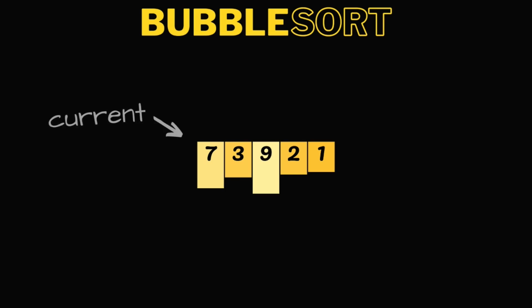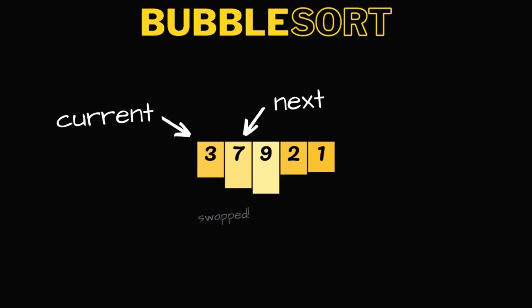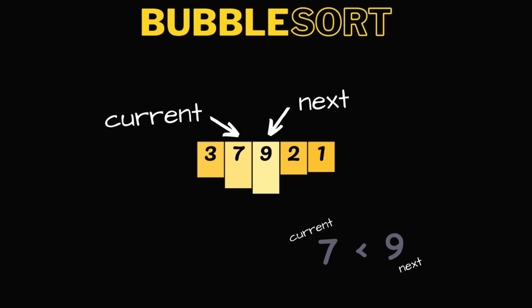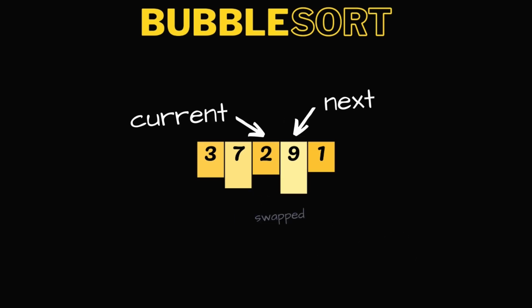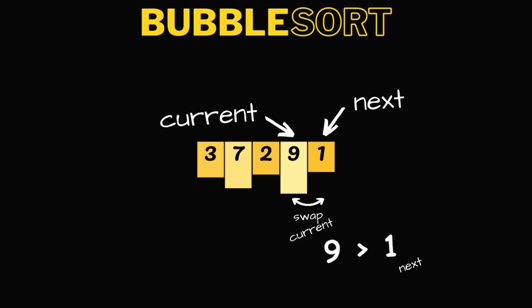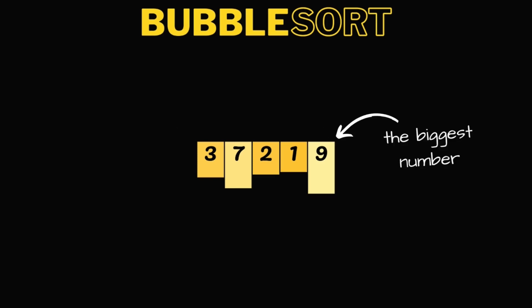We start with the first element and compare it with the next one. If the first bubble is bigger than the next one, we swap them. Move on to the next bubble. Again, if it's bigger than the next one, swap them. Keep doing this until you reach the end of the row. By now, the biggest number should have bubbled up to the rightmost position.